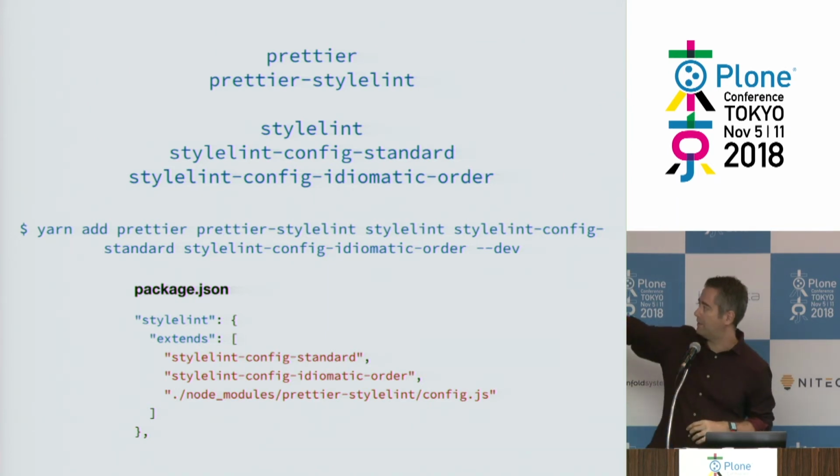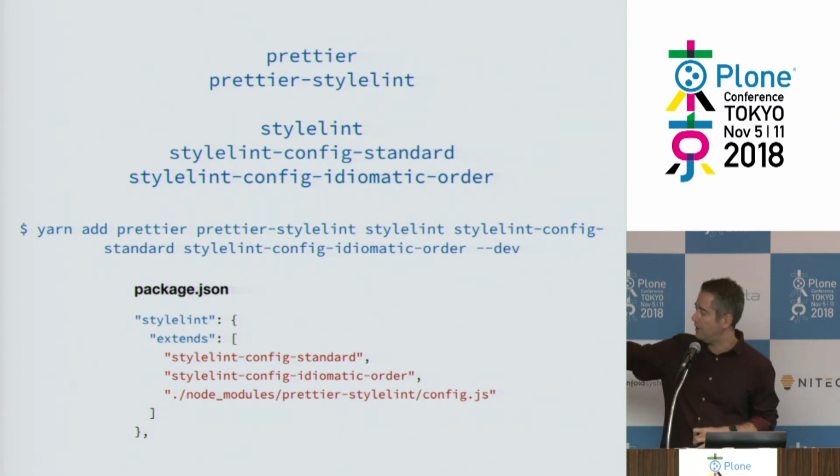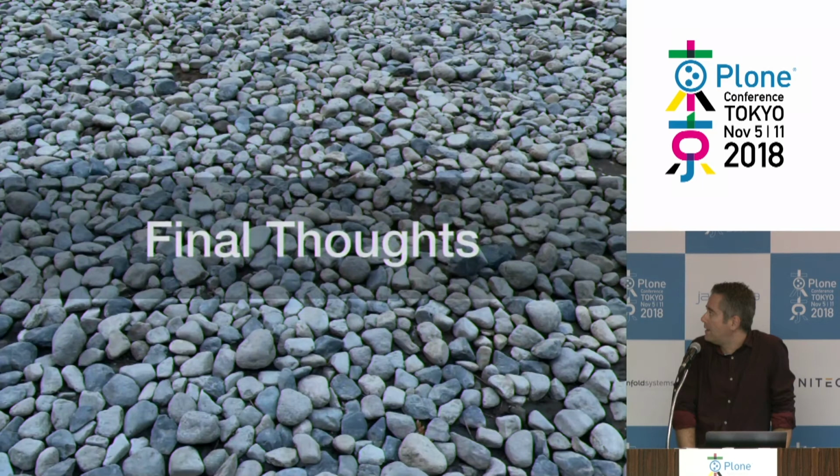And yeah, you only have to do this to install them. And in package.json, you have to enable the idiomatic order and the prettier-stylelint like this. And that's it. You have it. I think that's it, more or less.